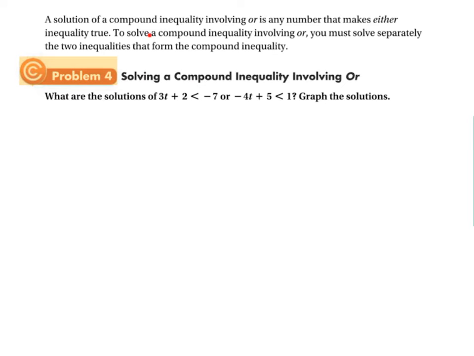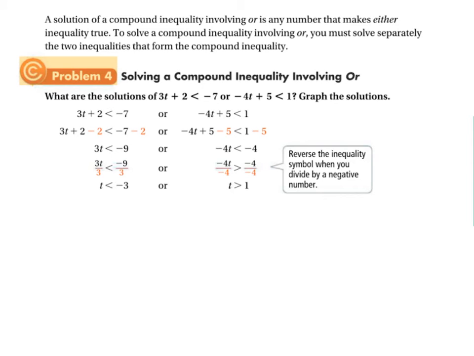Okay, so this is suggesting that when it says or, you have to solve these separately. And you already know how to solve inequalities that are not compound, but they're just like this. We've been doing that. Okay, so what does it look like when you actually do this? Okay, we do each part separately.